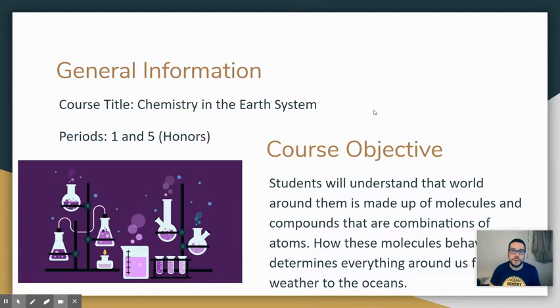We're going to look at bigger picture stuff, like how acids can cause acid rain and ocean acidification. We're going to look at CO2 and how that affects climate change. And we're also going to look at heat that goes on underneath the Earth's surface that's responsible for earthquakes and volcanoes.